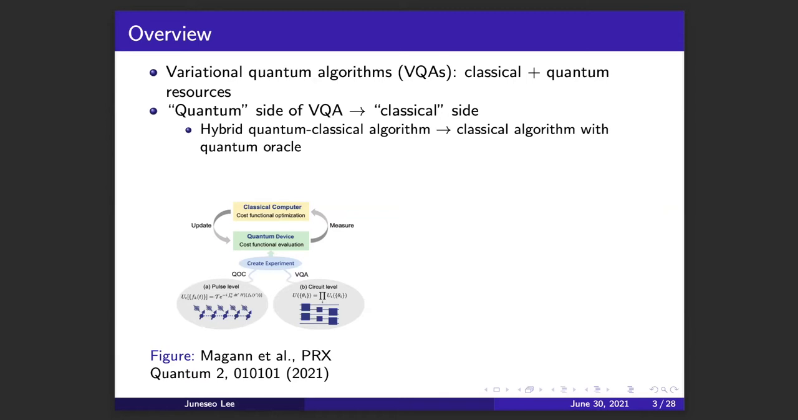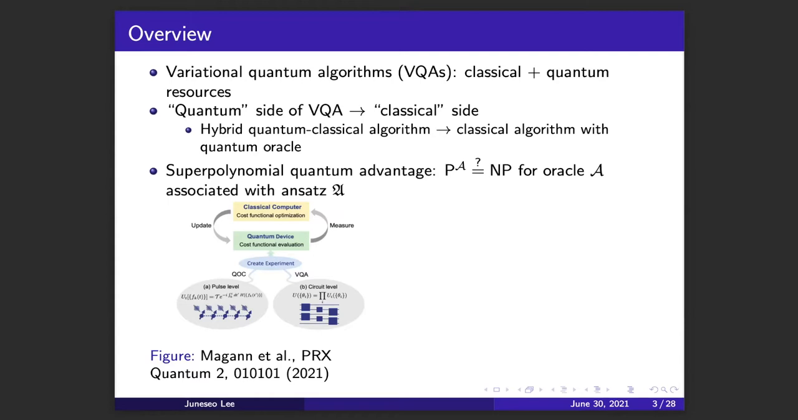And since usually when people talk about quantum advantage, they want something superpolynomial, the overarching question I wanted to ask was whether you could say P equals NP relative to some quantum oracle A, where A is related to a family of scalable ansätze A. And yes, here both the oracle and the ansatz are labeled with a similar form of A on purpose since they're closely related.